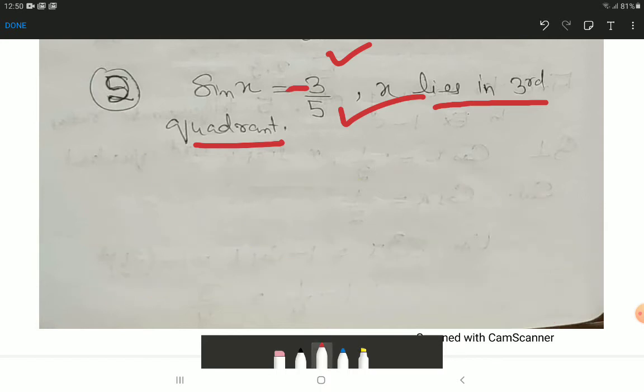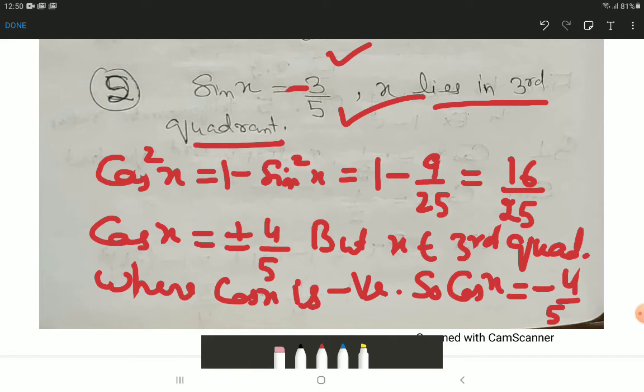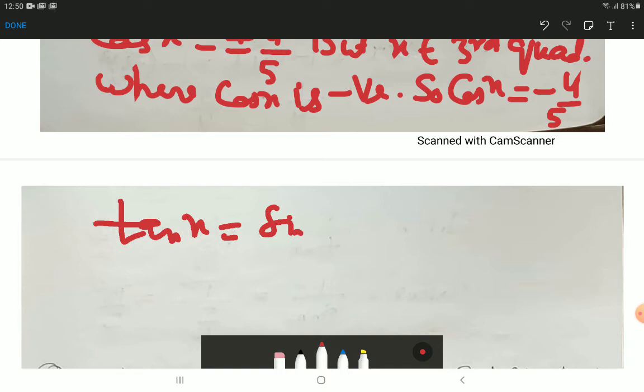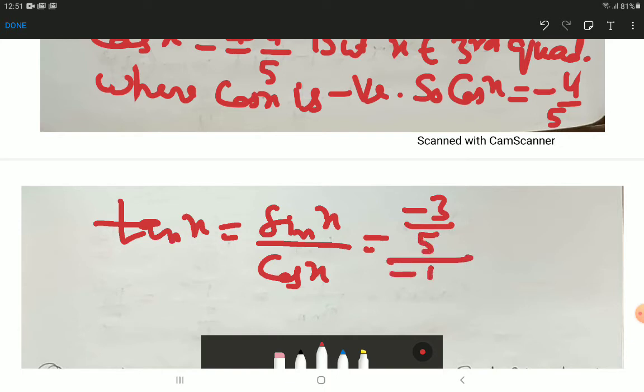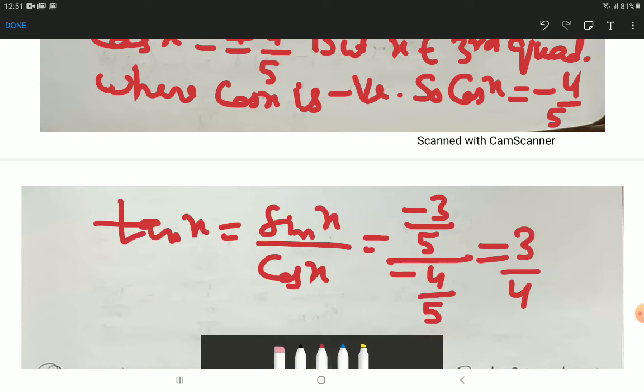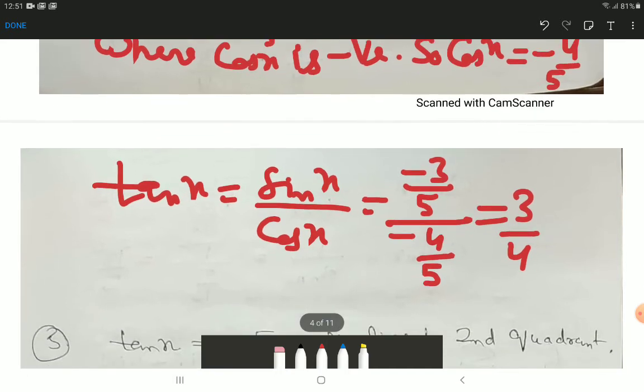The rest of the question you can do just like question number 1. Now you have sin x and cos x both. So you can calculate tan x as sin x upon cos x. Sin x was given as minus 3 by 5. Cos x we have calculated to be minus 4 by 5. So the answer is 3 by 4. Similarly, you can calculate cot x as 1 by tan x, cosec x as 1 by sin x, and sec x as 1 by cos x. So you can easily do this question.